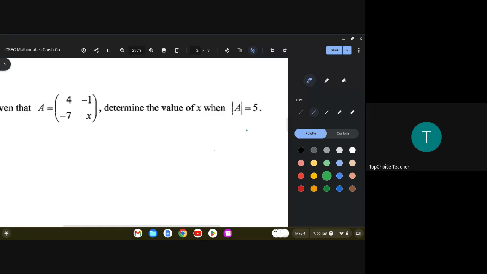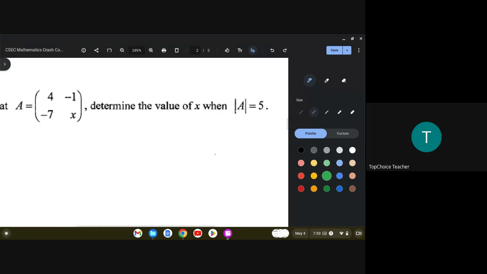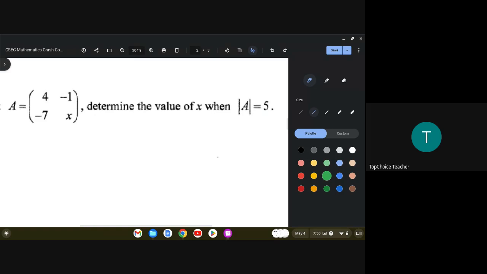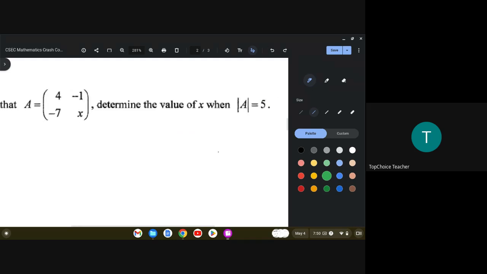So if they ask you to find x and they say it's a singular matrix, you are going to use your determinant as 0. Because it's 5, we can know this is a non-singular matrix. That's how they tend to trick you. If they ask for a singular matrix, the hint is they will just say singular matrix and you need to figure out the determinant is 0 on your own. But because they give you the determinant as 5, you don't need to worry.